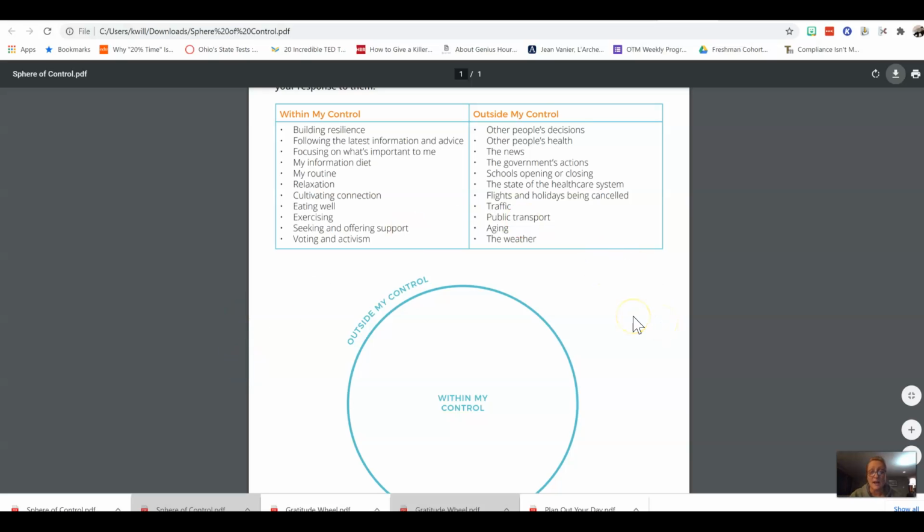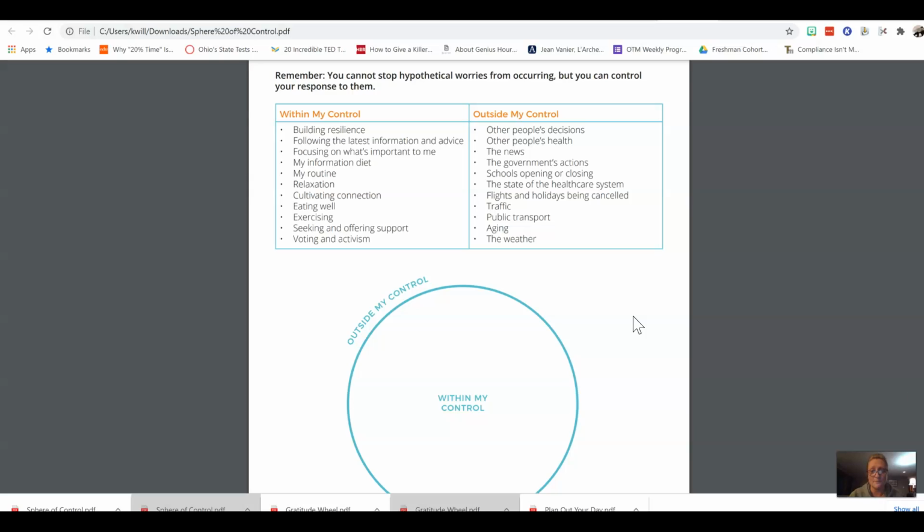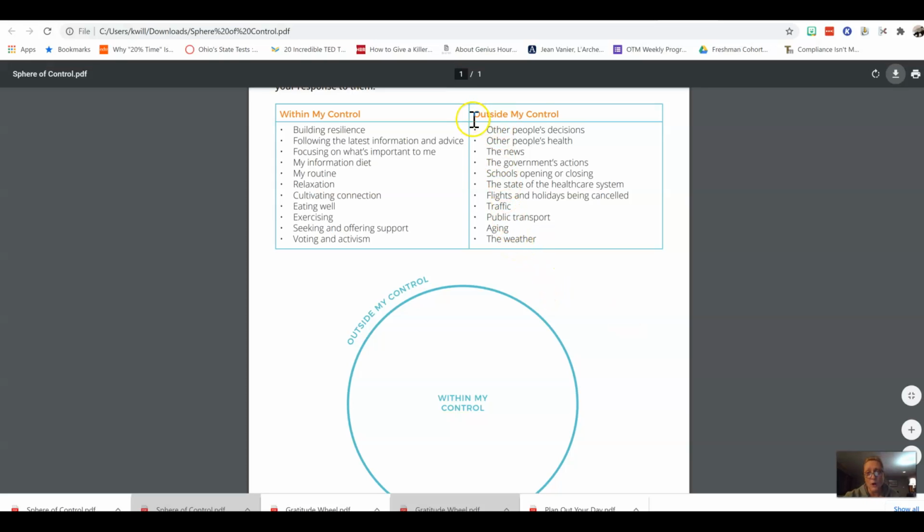Because how other people behave, completely out of your control. Whether the schools are open or closed, out of your control. Whether we come back in the middle of December or in January, out of your control, right? But you do have control over how you process it.